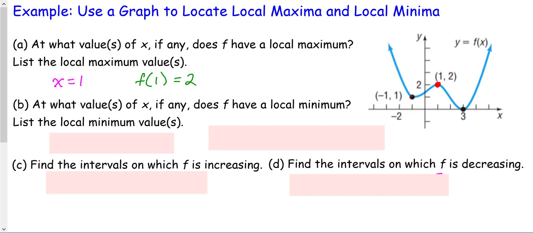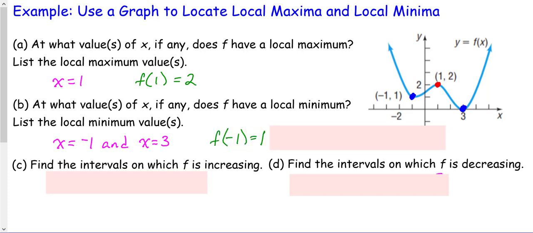Let's see, at what value are there any minimums? So where are my valleys? I have a valley here, and I have a valley here. So I actually have 2 local minimum values. So the first is when x equals -1, and the second is when x equals 3. And the values would be f of -1 equals 1 and f of 3 equals 0.